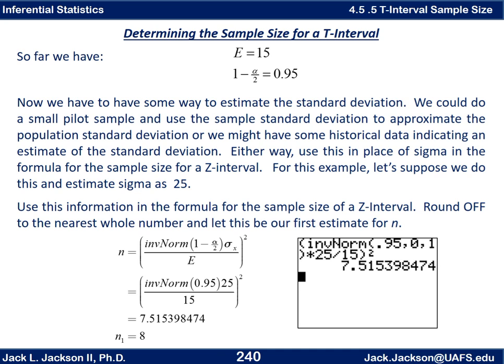Now, we also have another problem: we need to somehow have a way to estimate the standard deviation. There are a couple of ways we could do this. One way is to do a pilot sample and use the sample standard deviation from the pilot sample to approximate the population standard deviation. Or we might have some historical data indicating at least an estimate of the standard deviation. Either way, we use this in place of sigma in the formula for the sample size for a z-interval.